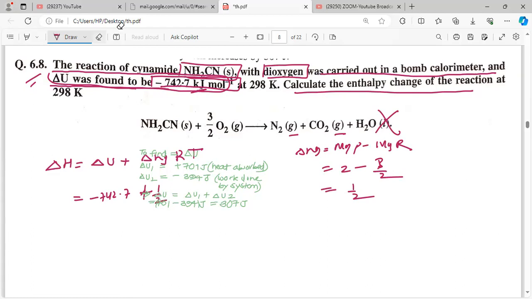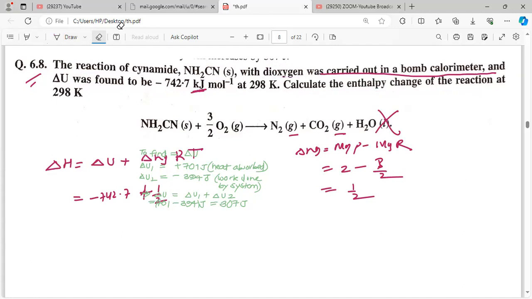Okay. Can you read the question? The reaction of cyanamide, NH2CN, with dioxygen was carried out in a bomb calorimeter. Delta U was found to be minus 742.7 kilojoule per mole at 298 Kelvin. Calculate the enthalpy change of the reaction at 298 Kelvin.